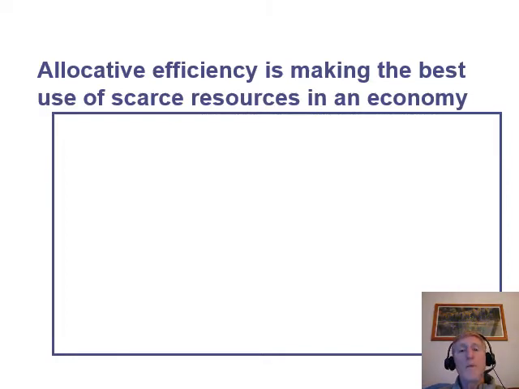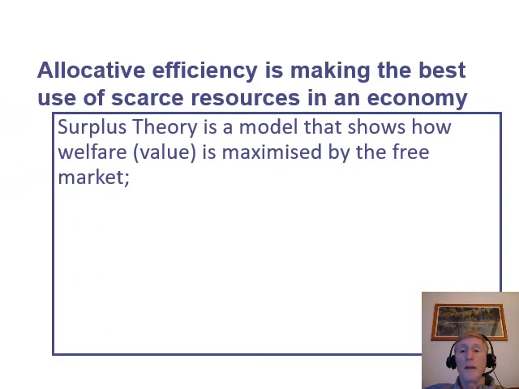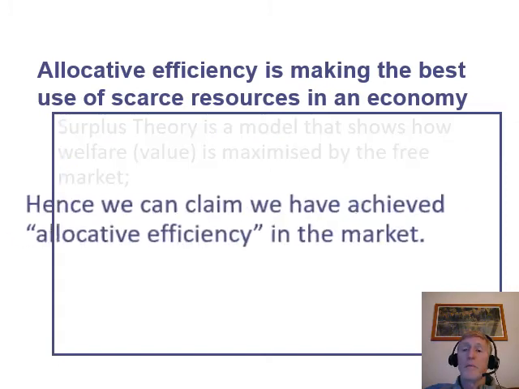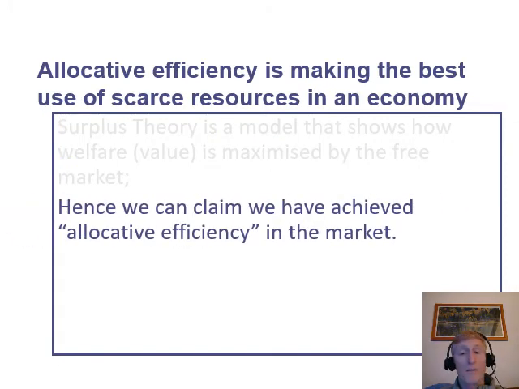So with that in mind, we now turn to the big question of allocative efficiency. And that is the method of how resources are best utilized in an economy. We're using a model called surplus theory, where we show that value, well, we call it welfare in the market, is maximized by the market participants. And if that's the case, we've got allocative efficiency.